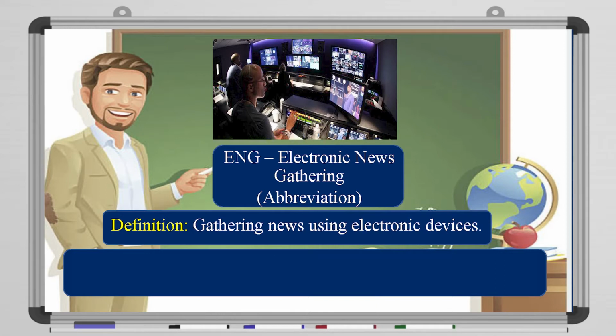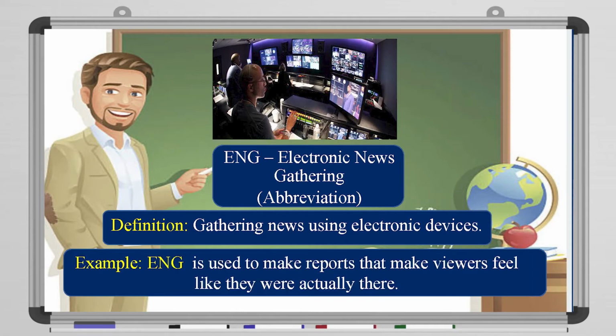Is that correct? So if you look at the example, ENG is used to make reports that make viewers feel like they were actually there. ENG is used to make reports that make viewers feel like they were actually there. Did you get it right? It's okay, no problem. Look at this picture.